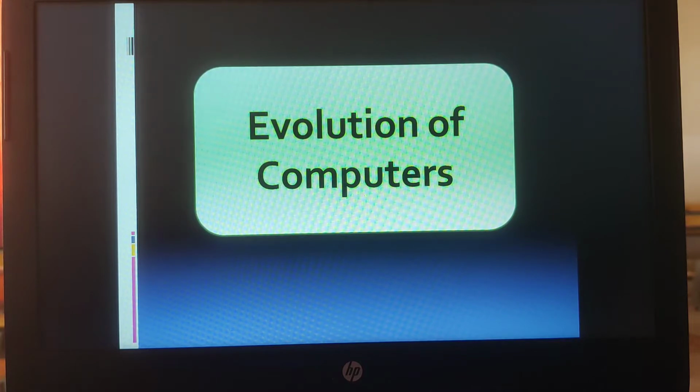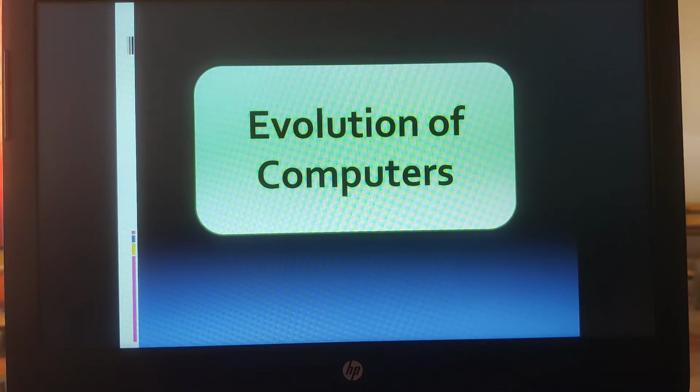So in this video, let us start with the evolution of computer. Before the computer system had come into existence, there were many computing devices that had come into existence. The first computing device that had come into existence for the counting purpose was the abacus.